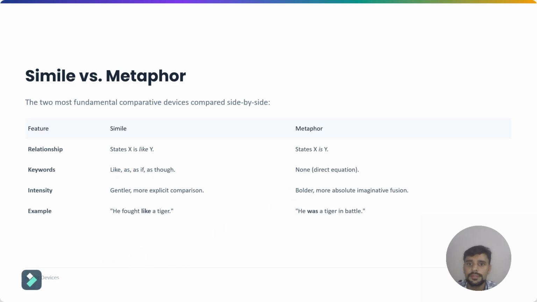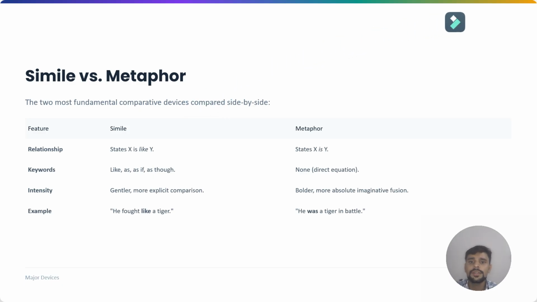Let's try another. Her voice is like music. Simile. Her voice is music. It's metaphor. Now, does that mean the metaphor is always better? No. It depends on the effect you want. A simile can be more explanatory. A metaphor can be more dramatic. As an English speaker, you should learn to control both.